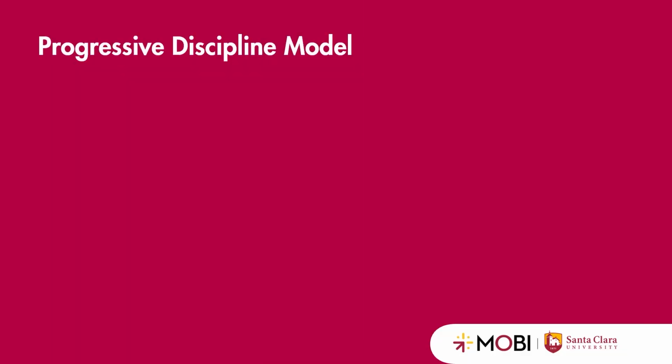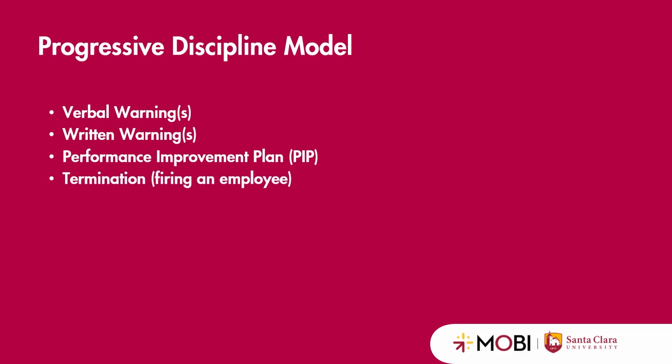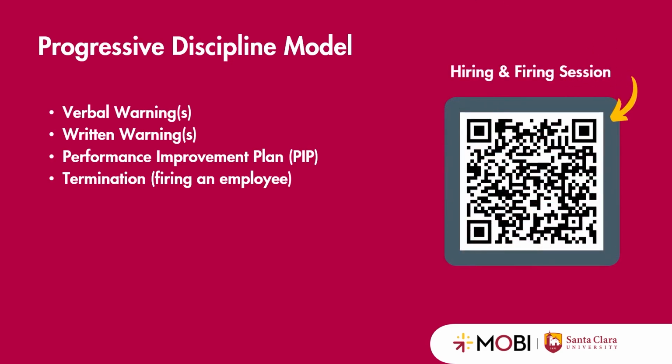Often it follows these steps: verbal warning or warnings, written warning or warnings, performance improvement plans or a PIP, a formal document that explains how an employee needs to improve, the time period for making these improvements, and what happens if they cannot meet the performance goals. Termination, firing an employee. As a last resort, it may be time for an employee to leave your business, which is often the best course of action for everyone involved. See the hiring and firing session for more specific steps and guidance.